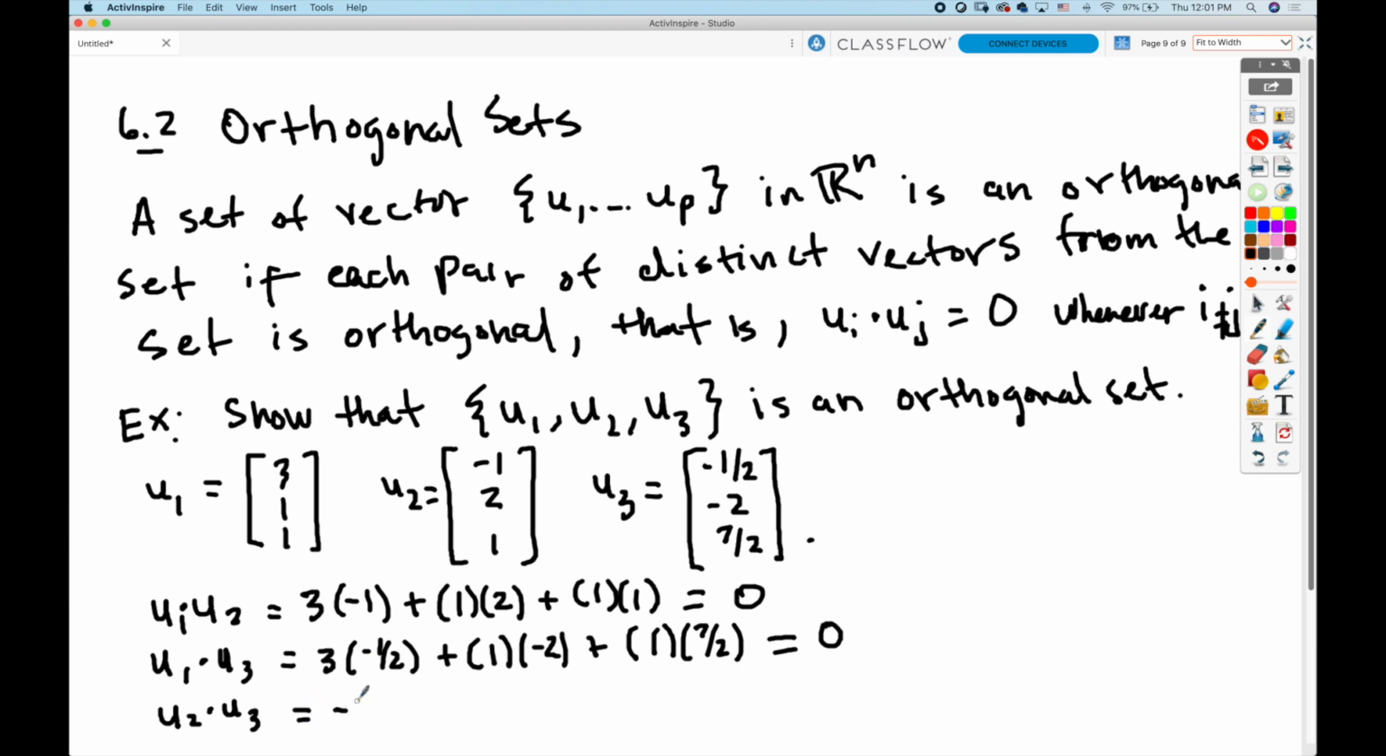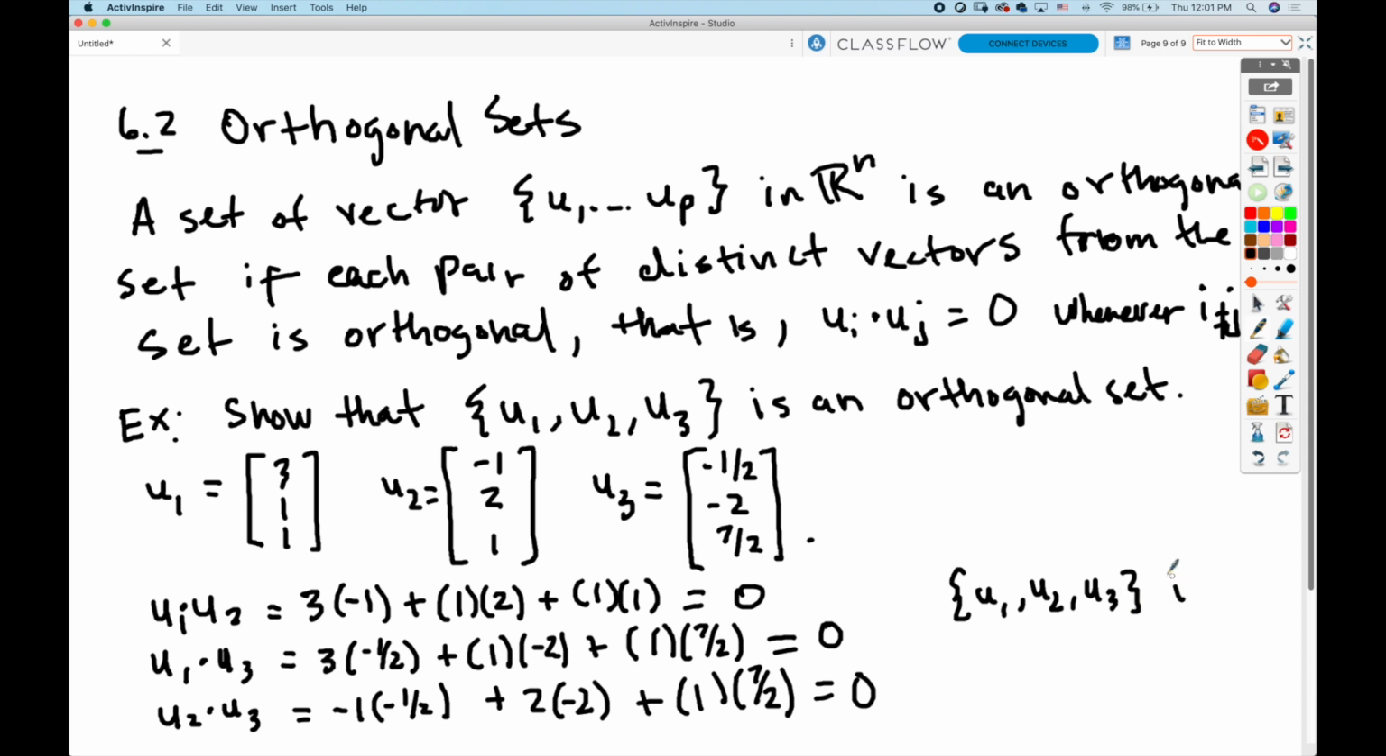And so finally, let's check u2 dot u3. This will be negative 1 times negative 1 half, plus 2 times negative 2, and then 1 times 7 halves. And if we check that out, we should also get 0. Since each pair of vectors in the set is orthogonal, their dot product is 0, then we can conclude that u1, u2, u3 is an orthogonal set.